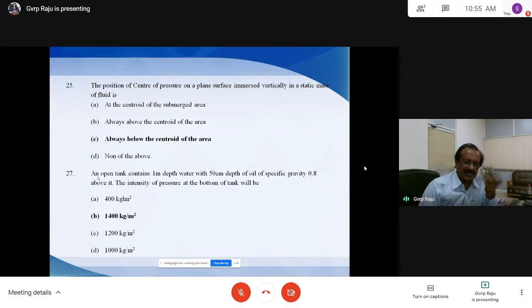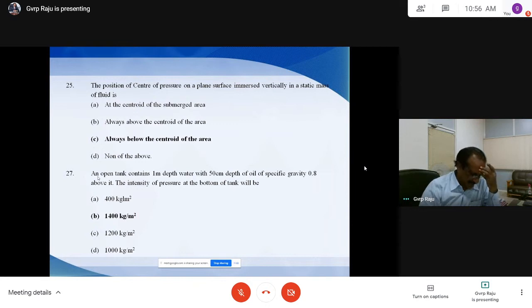So at the top of the tank, the pressure is 0, or atmospheric, and then the bottom of the tank. We can convert the 50 centimeters depth into 0.5 meters. So 0.5 meters depth of liquid with specific gravity 0.8. Oil floats on water here. The bottom is water and the top is oil, of 0.5.